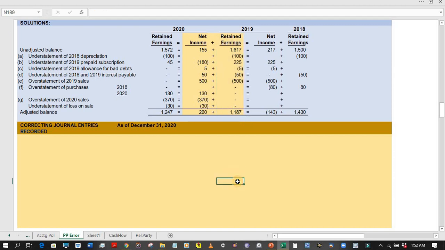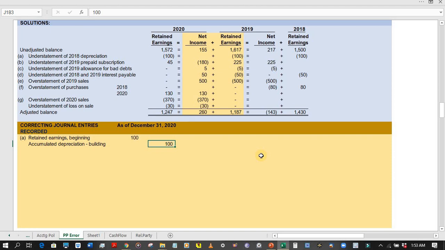So let us start with letter A. So letter A is understatement of 2018 depreciation. And looking at these two columns, the adjustment only pertains to the retained earnings, which is a deduction. So which means this is a debit to retained earnings. So that is why our entry is debit retained earnings beginning for 2020 at 100 pesos. And the credited account is accumulated depreciation for building. That is a credit to 100 pesos.